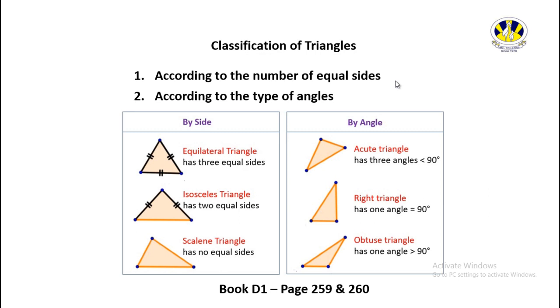You can classify triangles according to the equal sides as equilateral triangles, isosceles triangles, and scalene triangles. Triangles can also be classified according to the type of angles: acute angled triangle, obtuse angled triangle, or right angled triangle. And always remember, we use the property of angle sum of triangles, where all the interior angles of a triangle add up to 180 degrees.